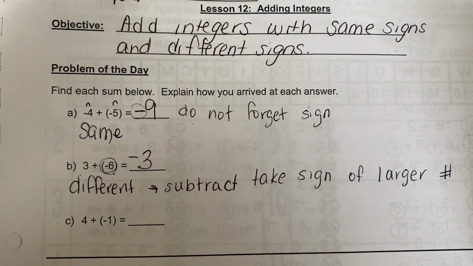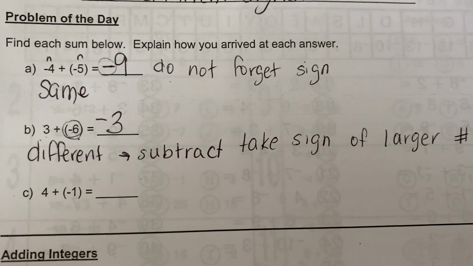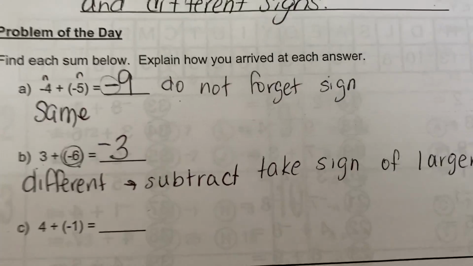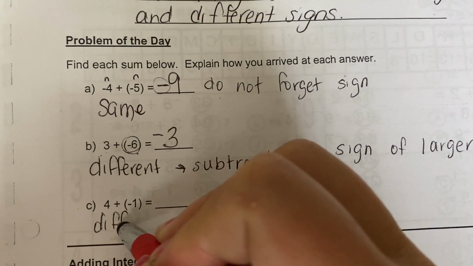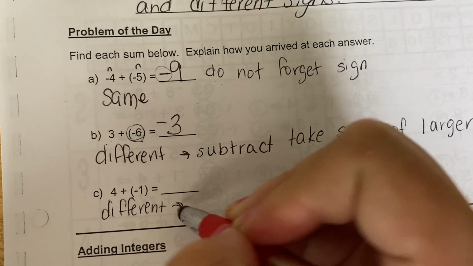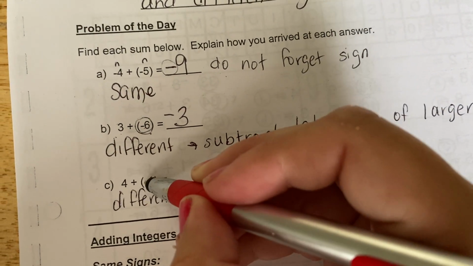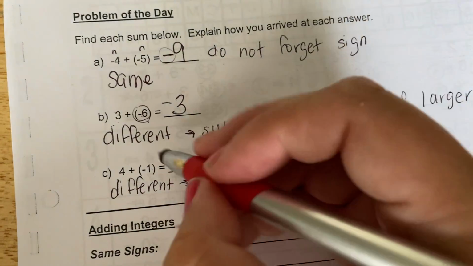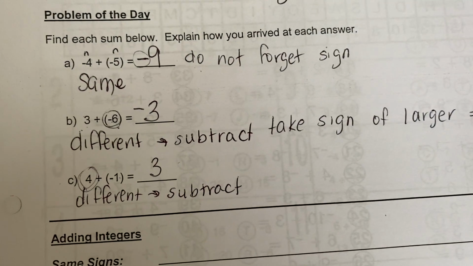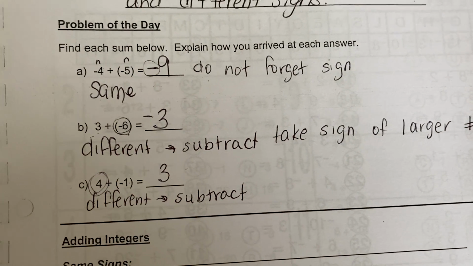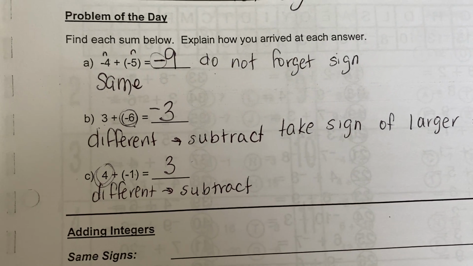Okay. Now let's look at the next one. I want you to try to do that one on your own. Look at the examples above for help. And I notice that they are different. So I write different under it. And you can draw it out, means to subtract. So let's do that. 4 minus 1 is 3. And then we'll circle the sign of the larger number, which is a positive 3. Okay, so take the sign of the larger number. These are your notes. This is what should be written into your packet.